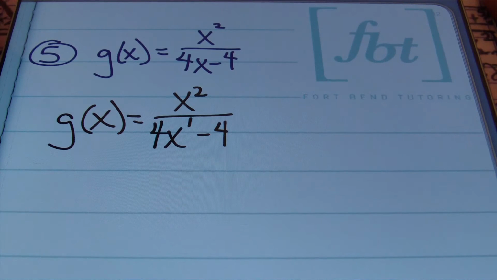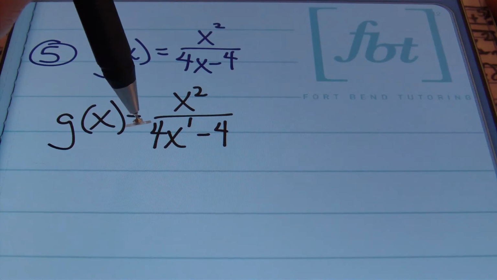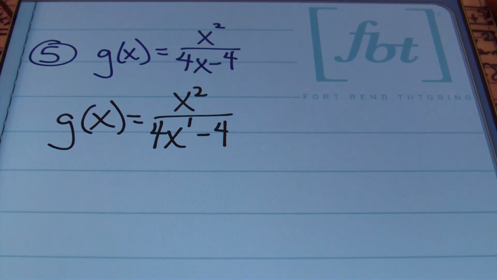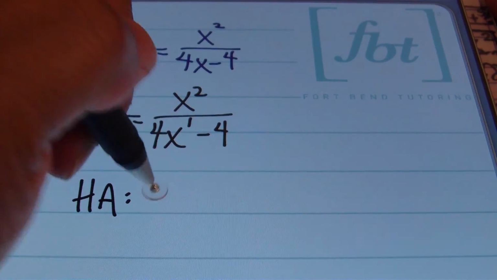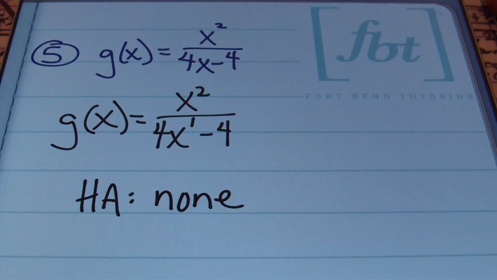Anytime the highest degree in the numerator is greater than the highest degree in the denominator, you won't have a horizontal asymptote. You won't have one. So the answer to this problem, as far as horizontal asymptotes are concerned, is none. That's right. You don't have one for this rational function. You just don't. Now, to be clear, you will have an asymptote for this function. It just won't be a horizontal one.